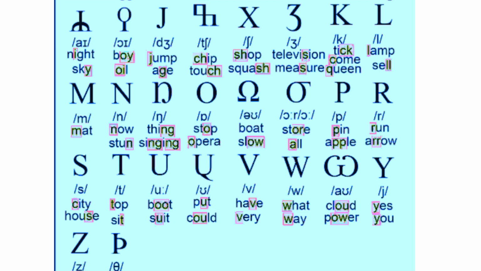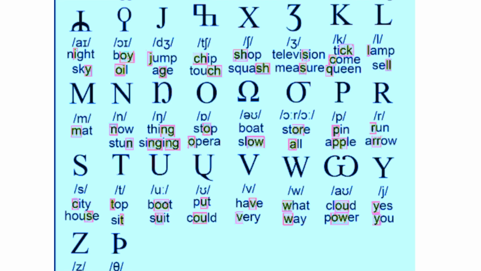Then we have this T with F. This is ch, "chip" or "touch". You can hear the ch sound. Then we have this sh sound, "shop", "squash". Then we have this 3 kind of sound, so it's j, "television", "measure".